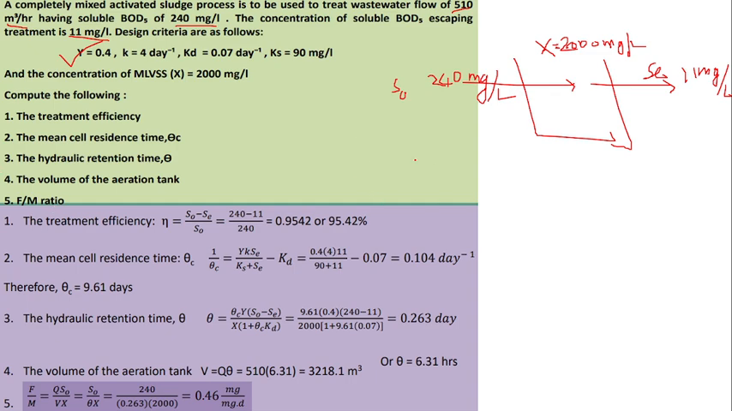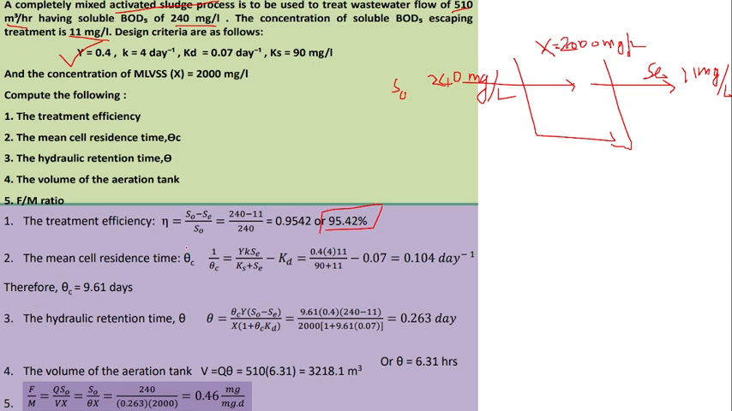The efficiency of the activated sludge process depends upon the reduction of BOD level. How much BOD is reduced is the treatment efficiency. So eta is equal to S naught minus SE divided by S naught. Incoming BOD is 240 and the outgoing BOD is 11 mg per liter. So you divide by 240 again. The percentage is 95.42 percent. That's the efficiency of this activated sludge process.